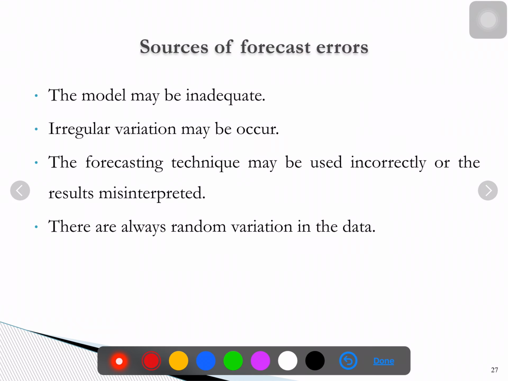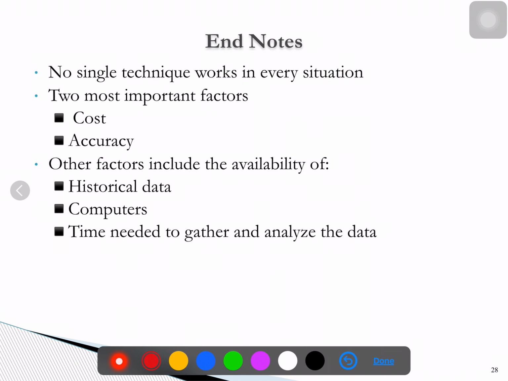Sources of forecast errors: the model may be inadequate, irregular variation may occur, the forecast technique may be used incorrectly or the results misinterpreted, or there is always random variation in the data. These are some of the sources of forecasting errors.